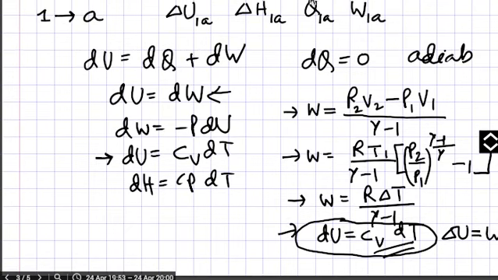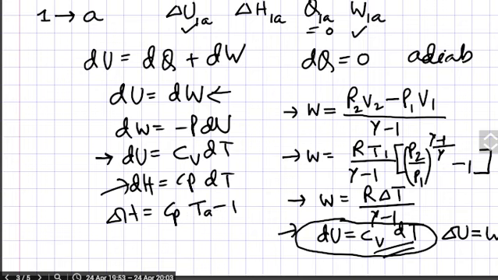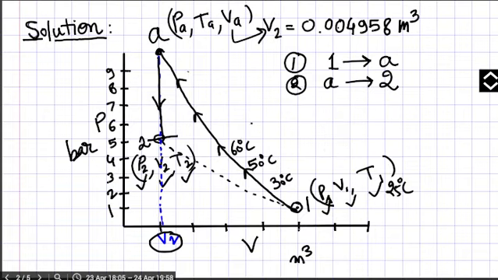So out of the four things, this is 0, you have calculated this, you have calculated this, and what about this? It can be calculated with delta H equal to Cp and TA minus T1. All these values are known, you will put them in and you can find the value in joule.